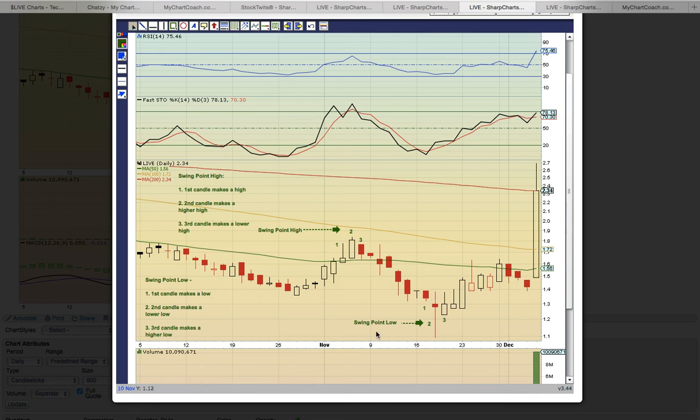Now let's look at the swing point low. The first candle makes a low, so that would be candle number one, and then the second candle makes a lower low. As you can see, it dropped way down here, and then the third candle makes a higher low. The entry point on this bullish, going long, would be to enter on this third candle. There's this multi-day downtrend, and then you've got this extreme low followed by a higher low, and that was signaling to the bulls that the sellers have tired, and that now the bulls can enter the picture. And as you can see, an uptrend started.